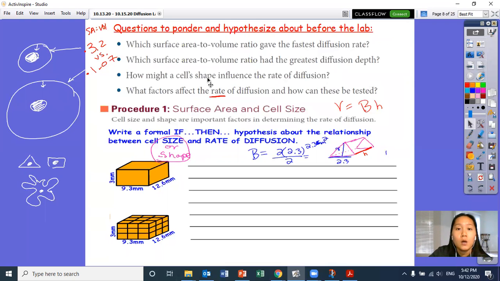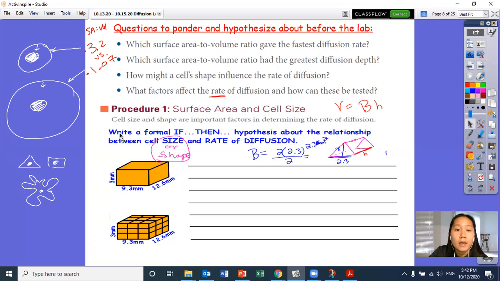Which one would have a faster rate of diffusion? Which one would have a slower rate of diffusion? What factors affect the rate of diffusion and how can these be tested? Can you think of anything else? If not, just list the ones we've been talking about, okay?